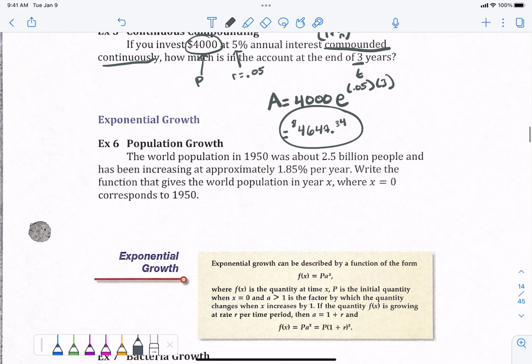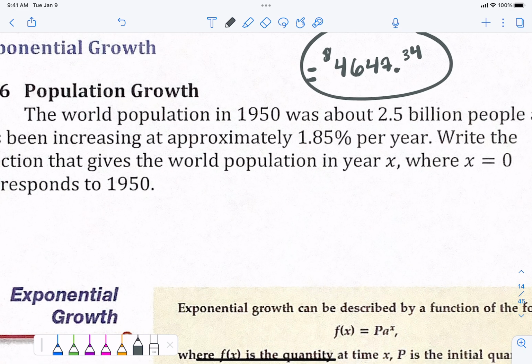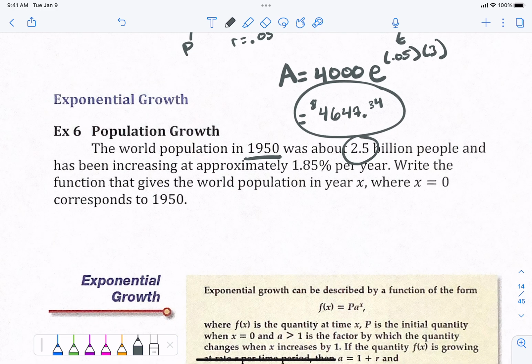Let's do one more because this is also an exponential thing, and then we'll stop. The world population in 1950 was about 2.5 billion people, and it has increased approximately at this interest rate. Write the function that gives the world population in X years, where X equals 0 corresponds to 1950. Here's the deal: they don't tell me how it's compounding. But people are continuously having babies all the time, so this is going to be a continuous compounding function.